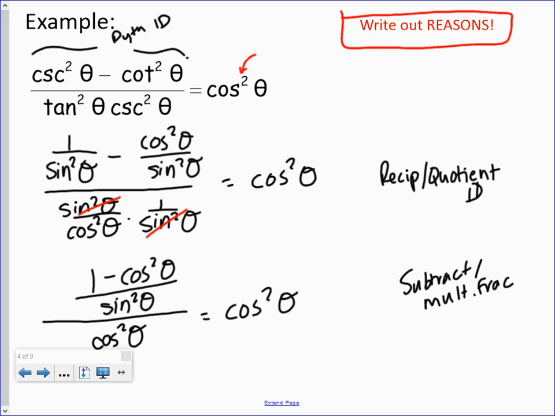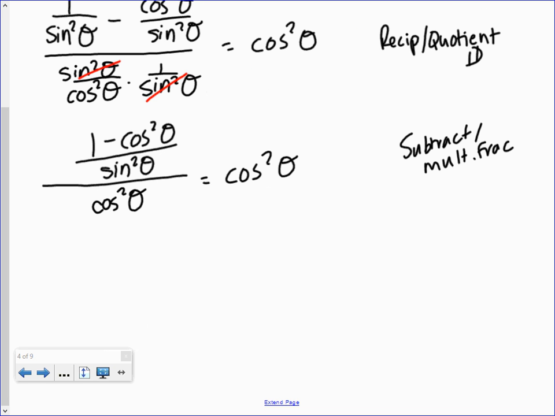So in the numerator, the 1 minus cosine squared theta, that's a Pythagorean identity that should really stick out to us after section 5.1. 1 minus cosine squared theta is really equal to sine squared theta. And I think we could also all say, this is working out pretty nicely.